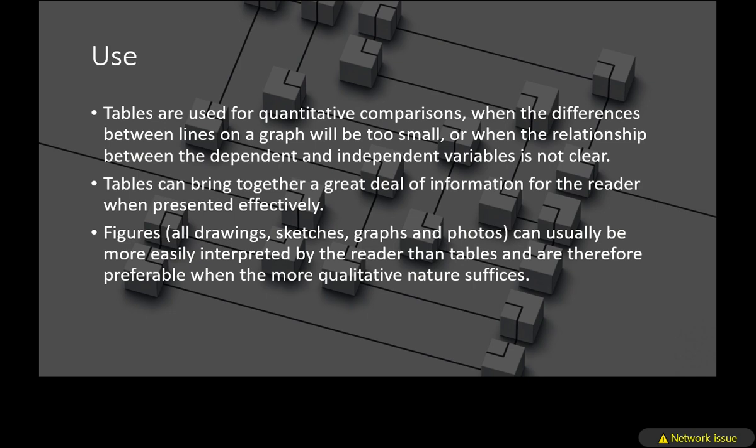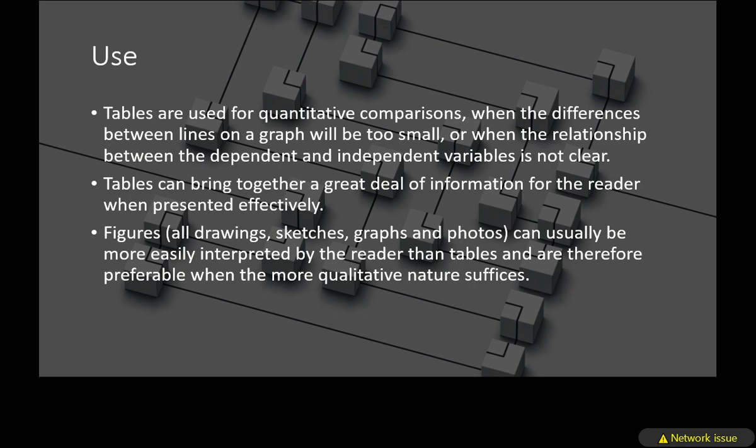But if somebody says do a comparison between sine at different values of angle, then I will use a table, because the comparison is between values. Okay, clear or not? So for quantitative we use tables.